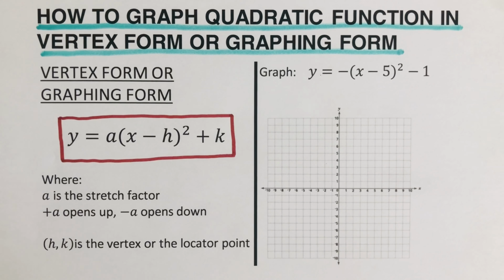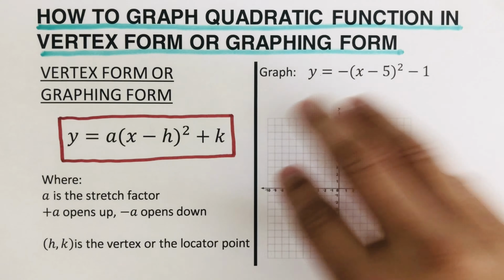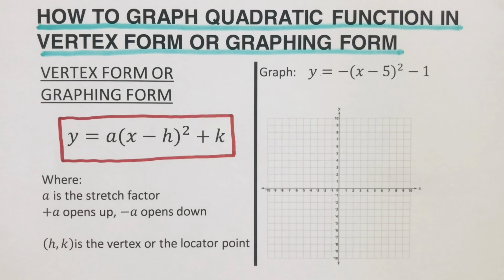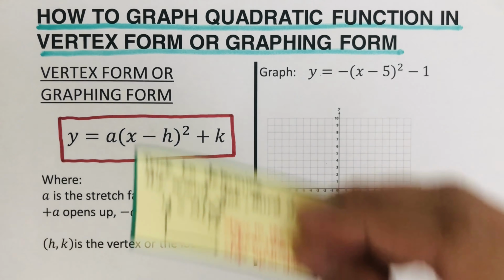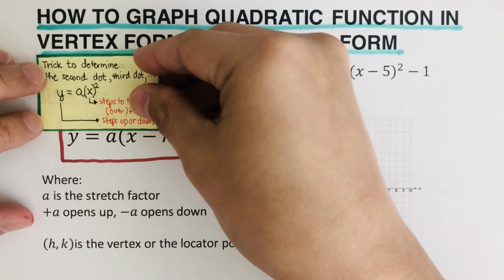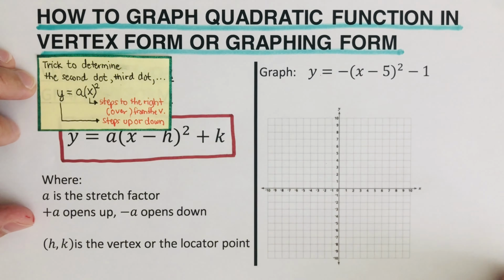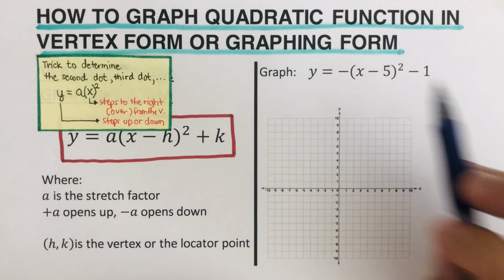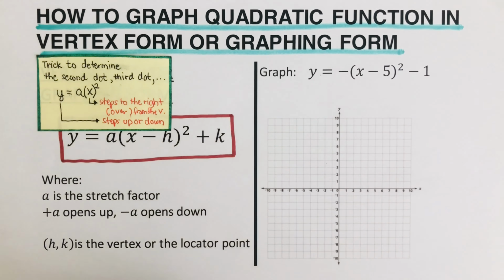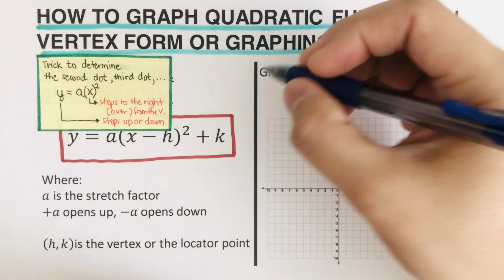So we have this example right here. I will give you a trick on how to quickly graph a quadratic function in vertex form or graphing form, whatever the value of a is. I'm going to put that trick over here so that we can use it to do this problem down here. First we have to determine the vertex, because from the vertex we are going to look for the other dots in order to create the graph of the quadratic function. So let's take the vertex first.